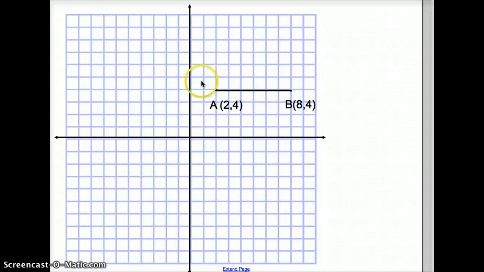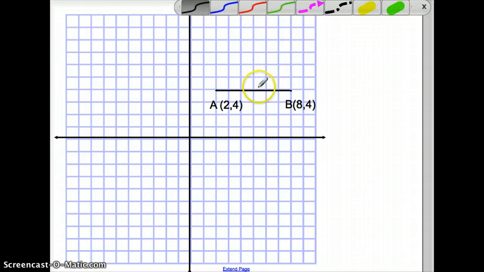In this video I'm going to talk about midpoints and how to find them. So in this case we have a horizontal segment that goes from (2, 4) to (8, 4). The midpoint is going to be right in the middle of this. If we just eyeball it, we could see that the midpoint is going to be right here. So it's 1, 2, 3 from one end and 1, 2, 3 from the other.